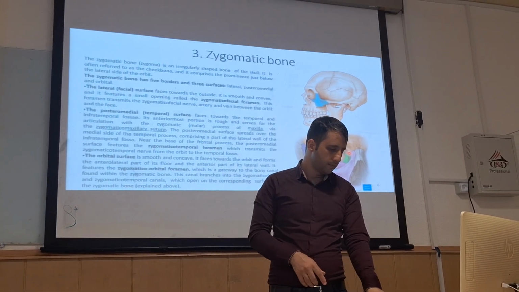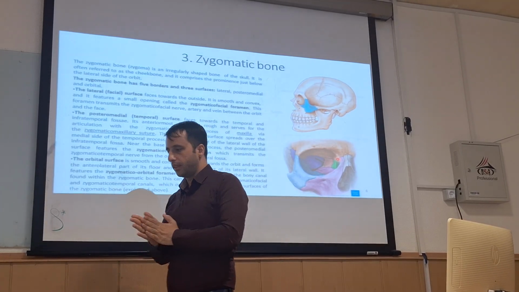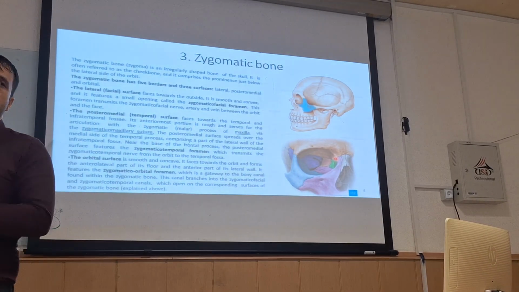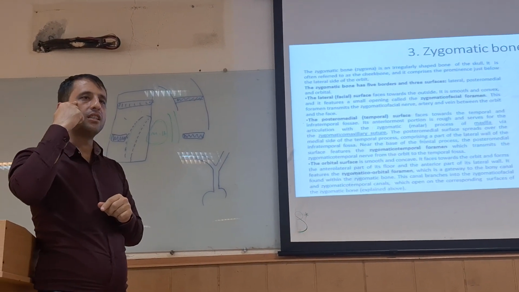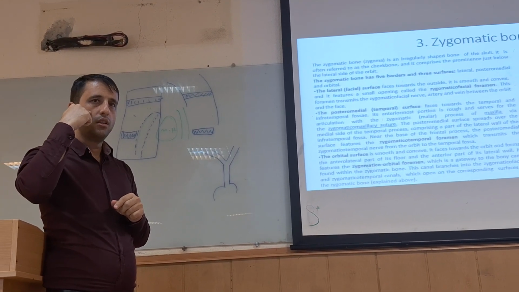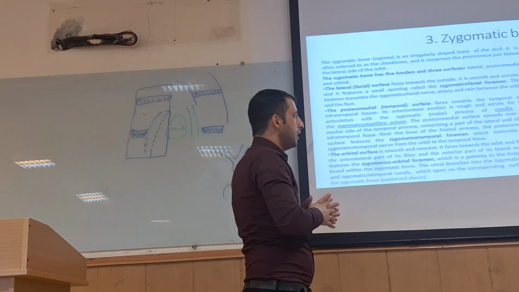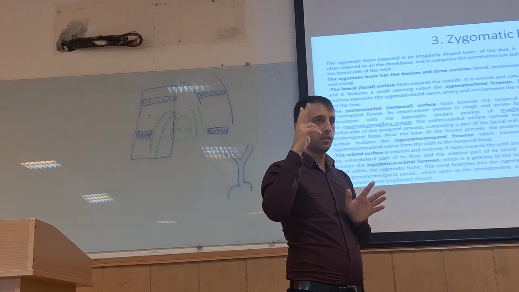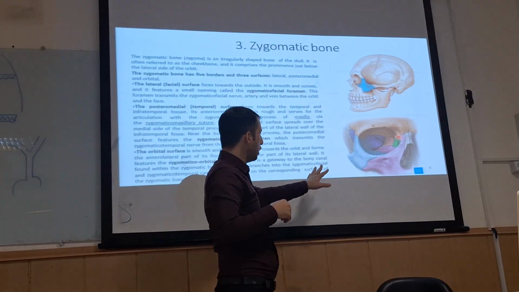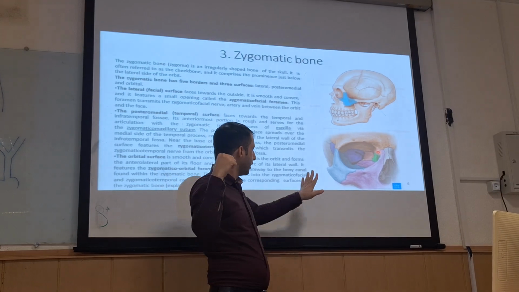Another bone in the visceral cranium is the zygomatic bone. As you can see, the zygoma makes this eminence of your cheek in the lateral part of your face. I say that it has a body and two processes. The body of the zygoma has three surfaces.